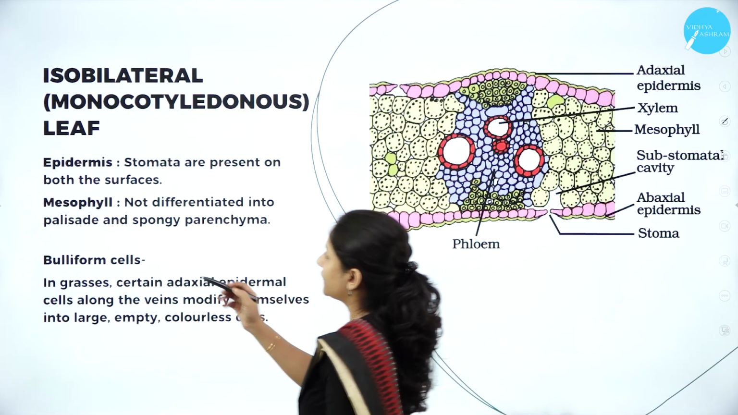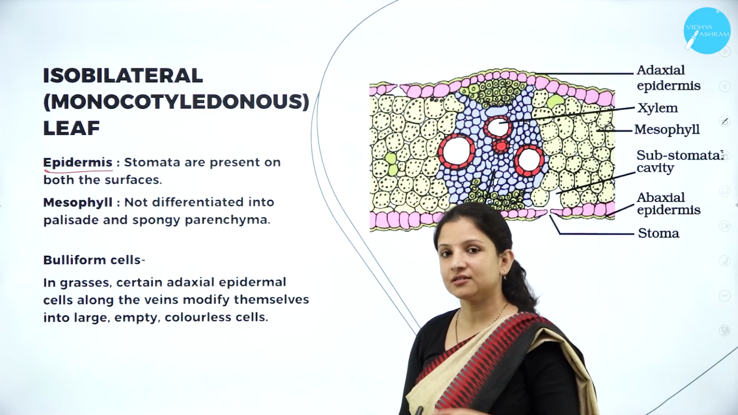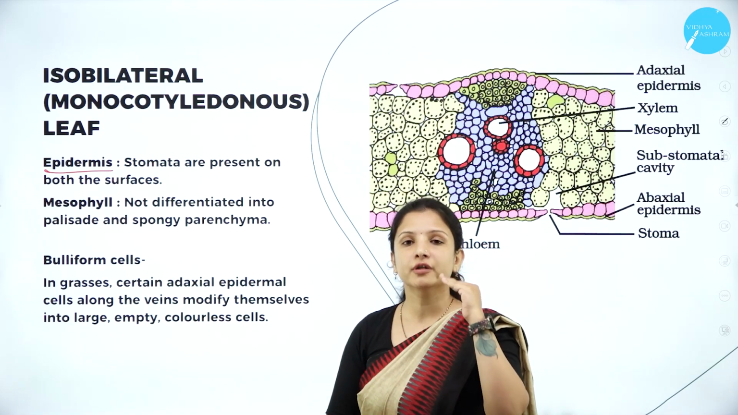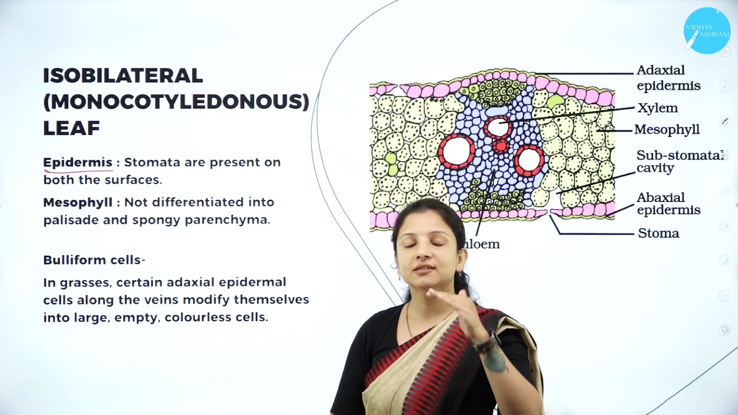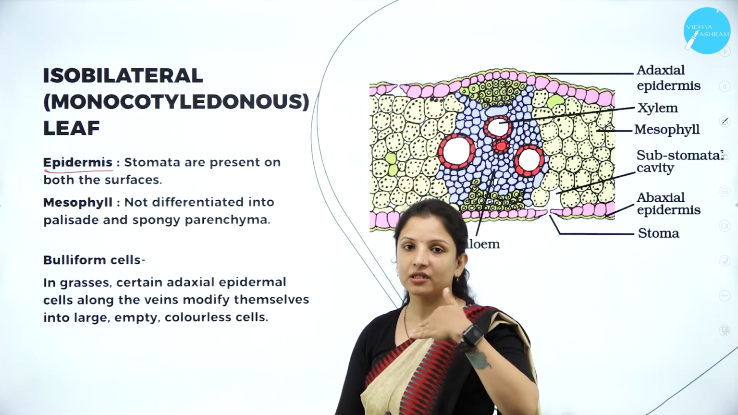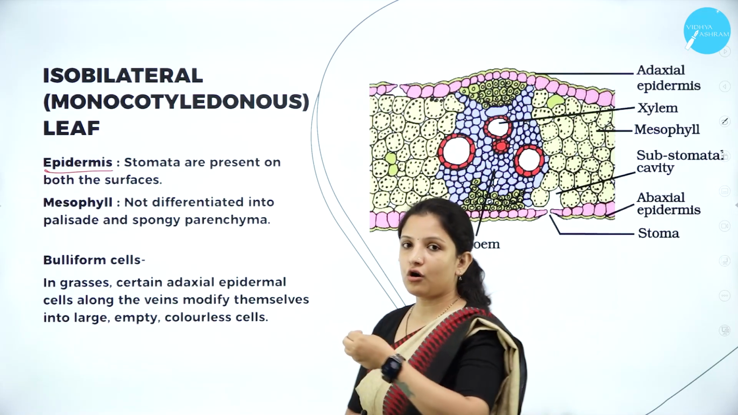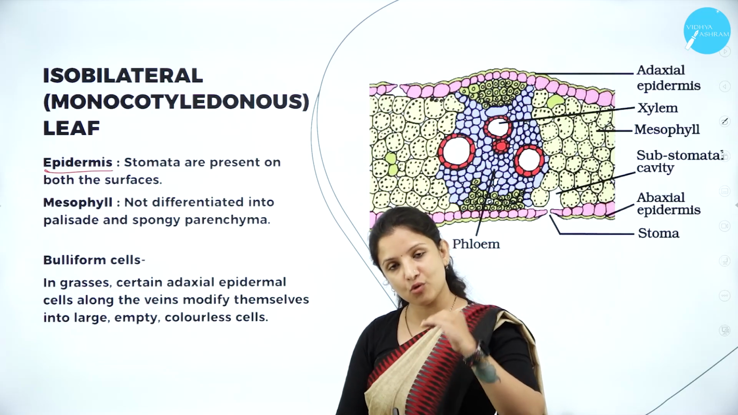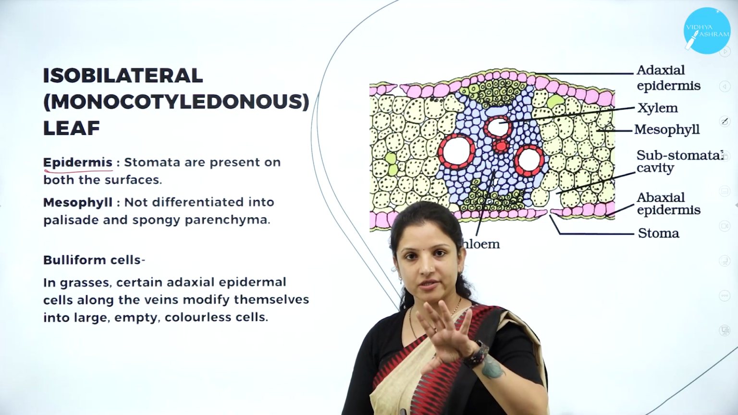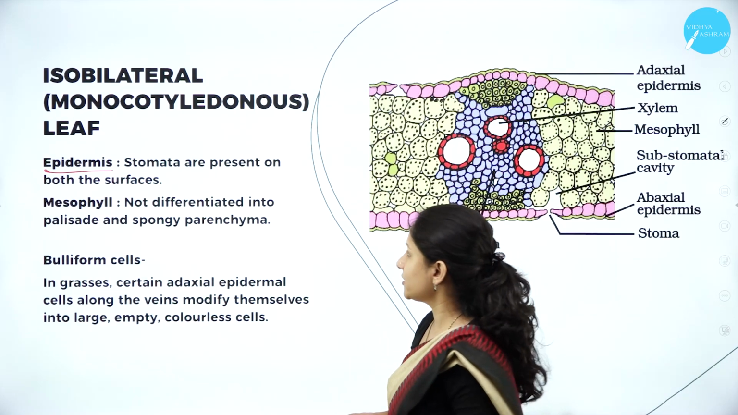Here also they have the epidermis in which stomata are present on both the surfaces. In the dicotyledonous leaf, stomata were present more on the lower epidermis, that is the abaxial epidermis. Stomata were almost absent in the upper epidermis or the adaxial epidermis. But in the monocots, the stomata are present both in the upper and the lower epidermis. No changes there. That is also one of the reasons why we call it an isobilateral leaf.